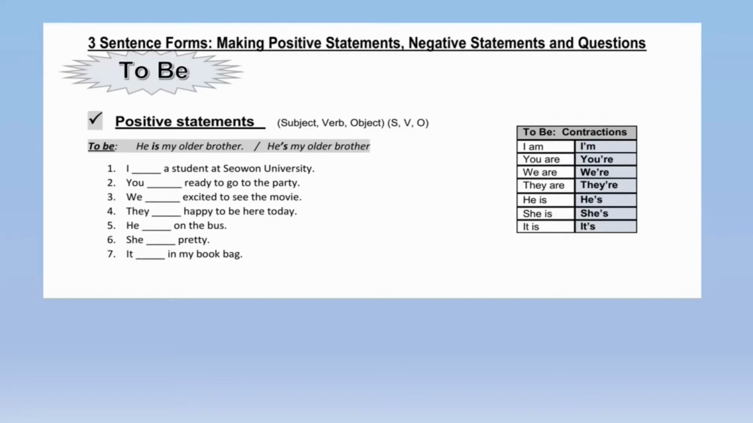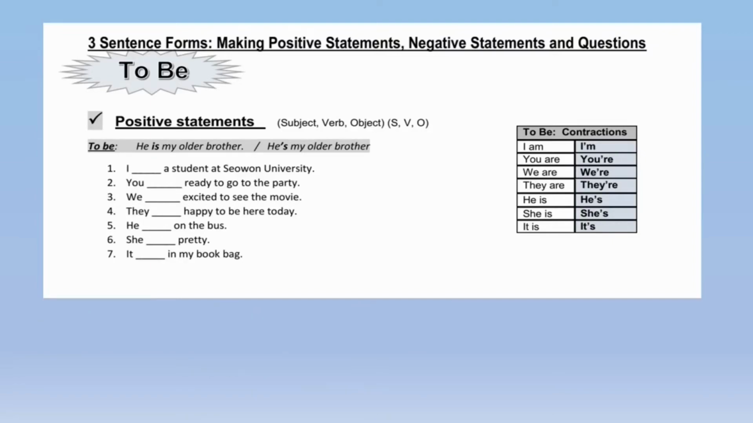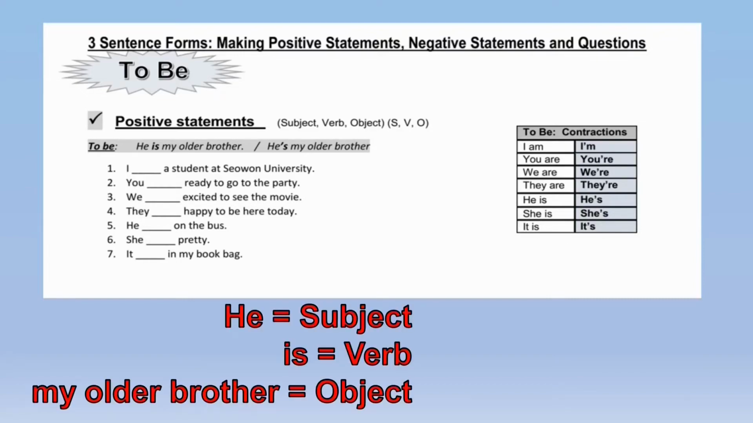Positive statements have a subject, a verb, and an object in that order. We call this SVO, subject, verb, object. For example, he is my older brother. He is the subject, is the verb, and my older brother is the object.